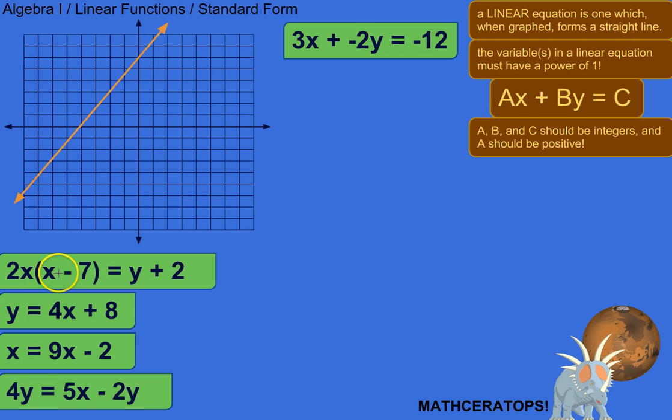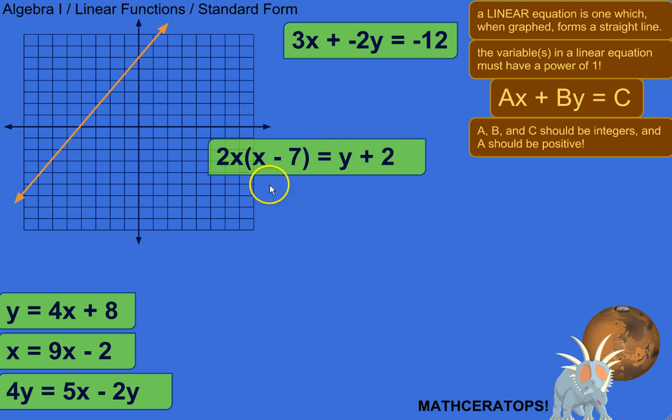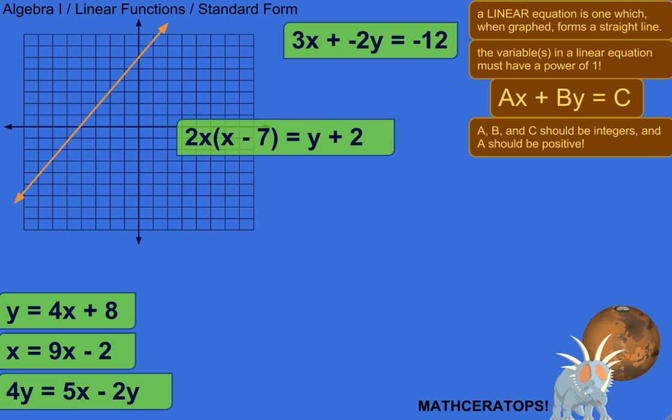Okay, so this one, we see x's and y's. We don't see any kind of x squared or x cubed or anything like that. So it looks like it could be a linear equation, but let's double check. Let's put this in standard form. So let me put them up here, and let's start working with this to make it look like that.